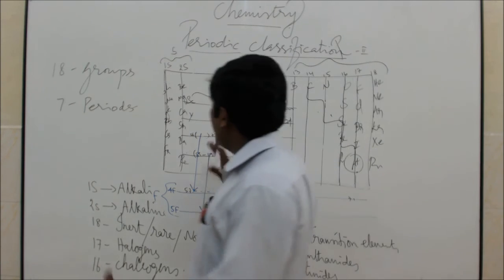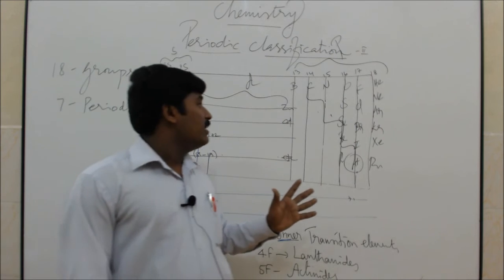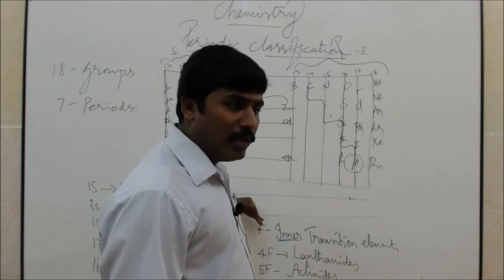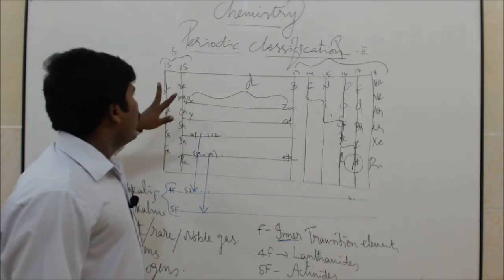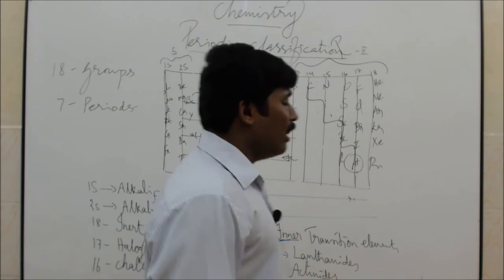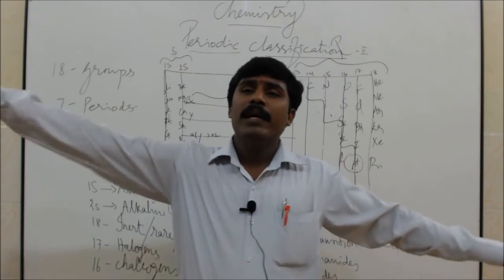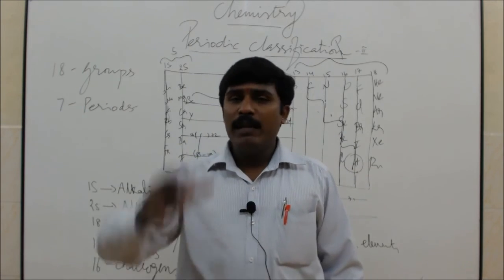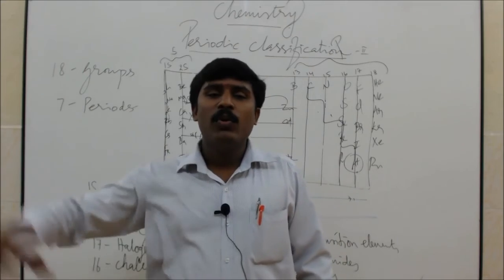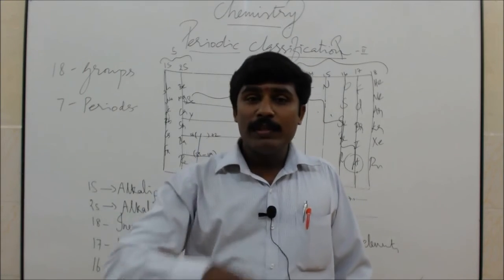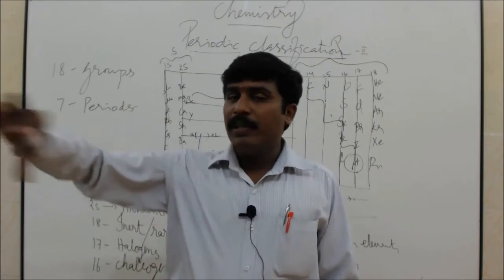So this is the periodic table. The periodic table contains S block, P block, D block and F block elements. What is a group? All vertical lines are known as groups. Horizontal means periods, vertical means groups. Totally there are 18 groups and 7 periods.